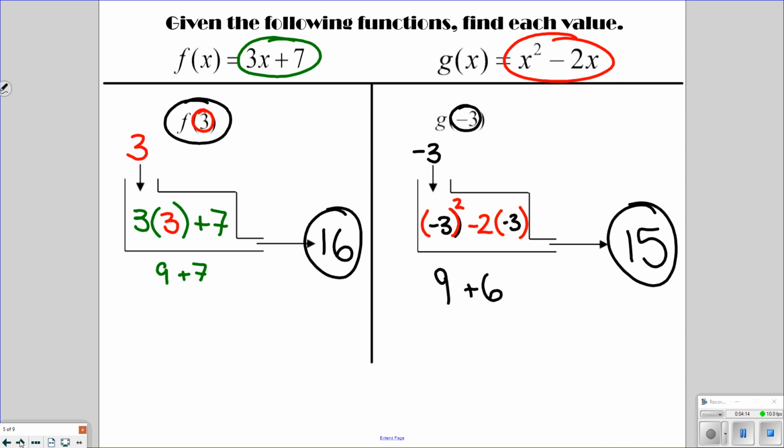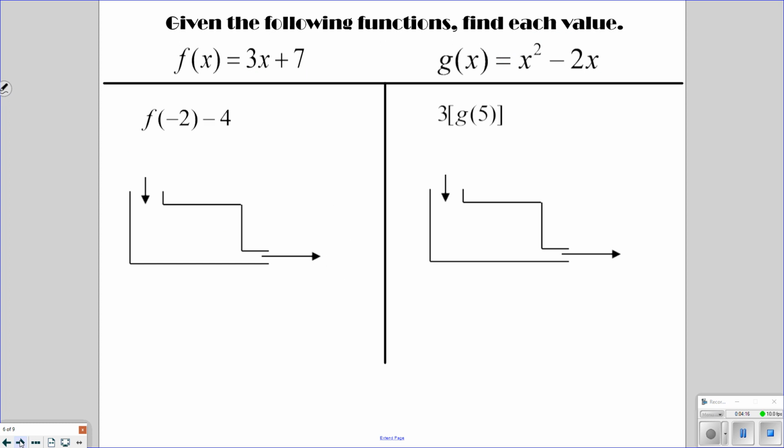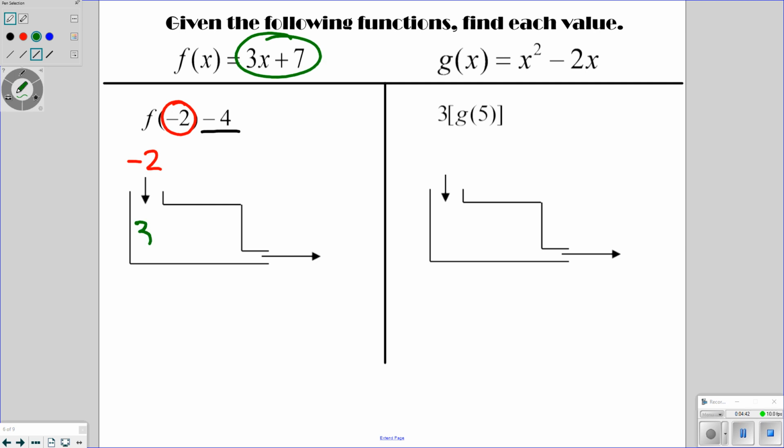Let's go ahead and look at a couple more examples. These ones are not too tricky at all. All you have to really do is, here we have a negative 4. So whatever our answer is, we're going to subtract 4 from that. So let's go ahead. We're going to do the same thing as we did before. So this time our input is going to be negative 2. And then we have our rule is 3x plus 7. So I'm going to say 3. And then anytime I'm going to replace an x with a negative 2.